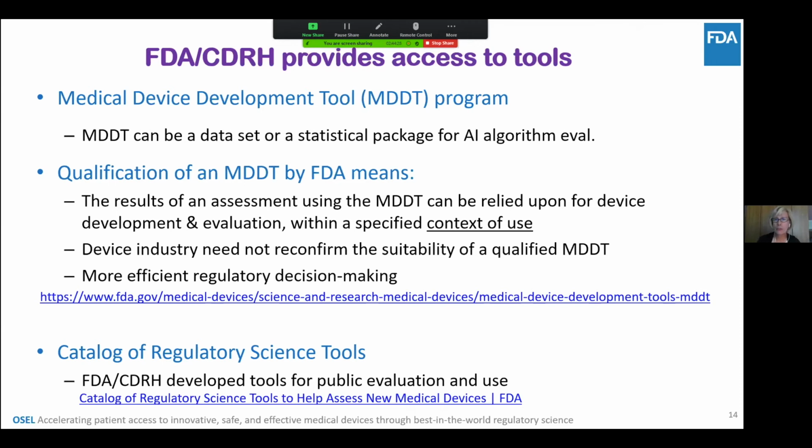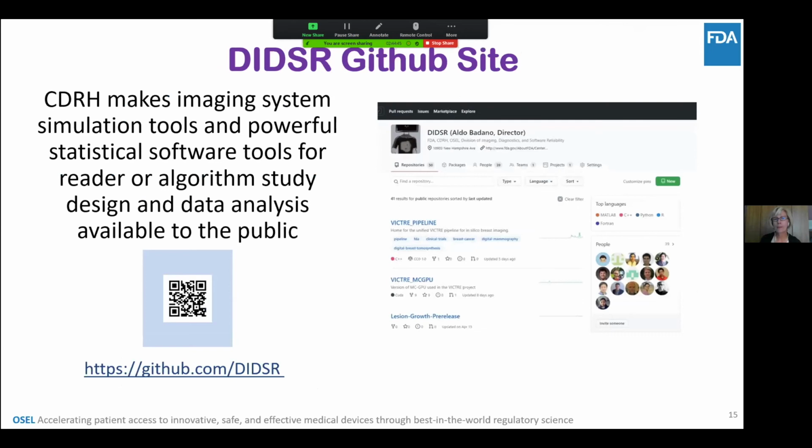If you would be interested in using one of those tools as part of a submission to the FDA for a new device, then you would want to ask for a pre-submission meeting to talk about how that tool would be valuable in your application. I point you to our website where we make imaging system simulation tools and software for doing imaging clinical design and analysis. That's all there.